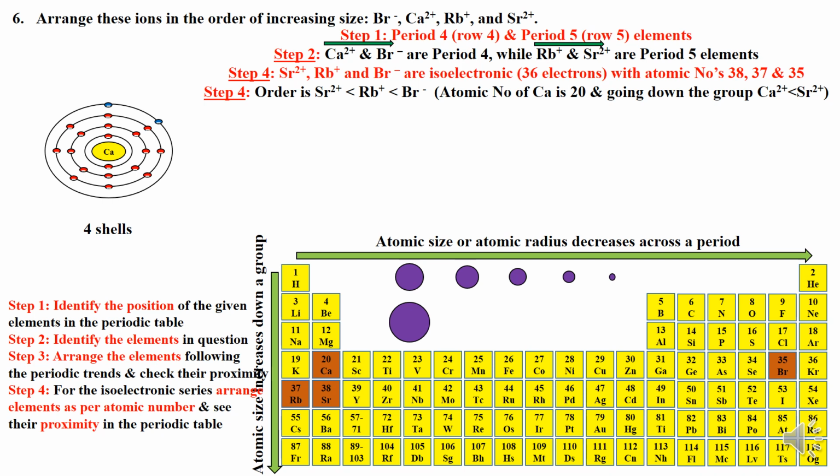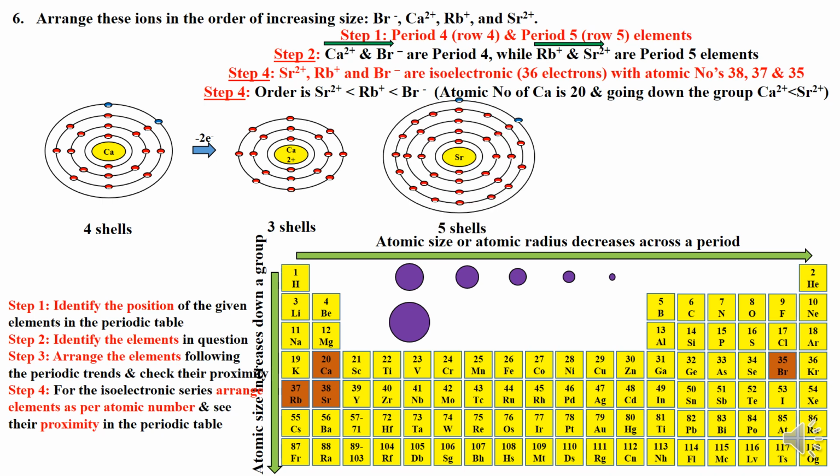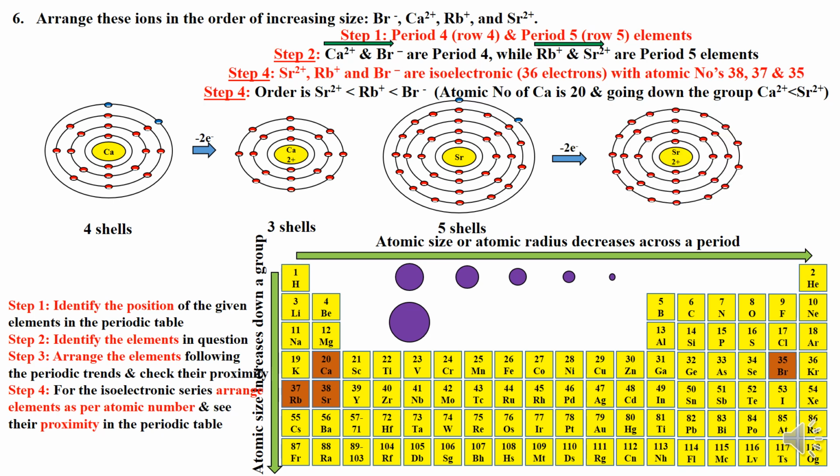Calcium has a total of 4 shells with 2 valence electrons. It loses 2 electrons. You get the calcium ion with 3 shells fully occupied with core electrons. And what about strontium? Strontium has a total of 5 shells with 2 valence electrons in the outermost shell. It loses 2 electrons, and the strontium ion has a total of 4 shells fully occupied with core electrons.